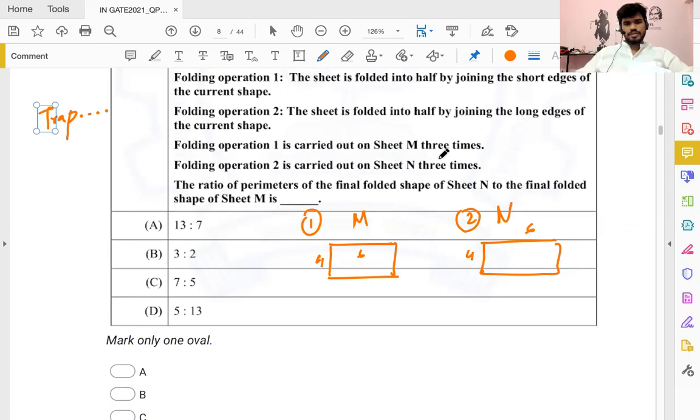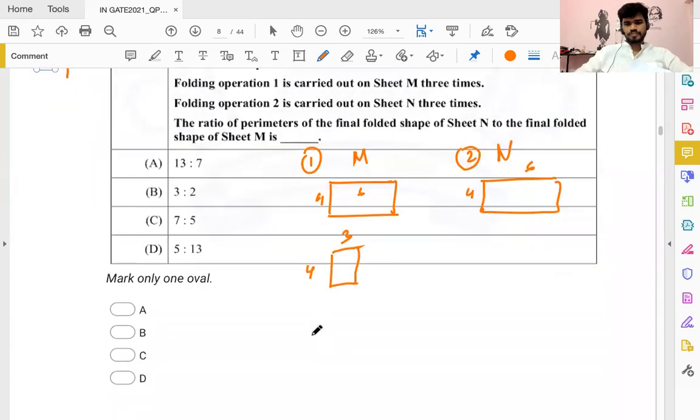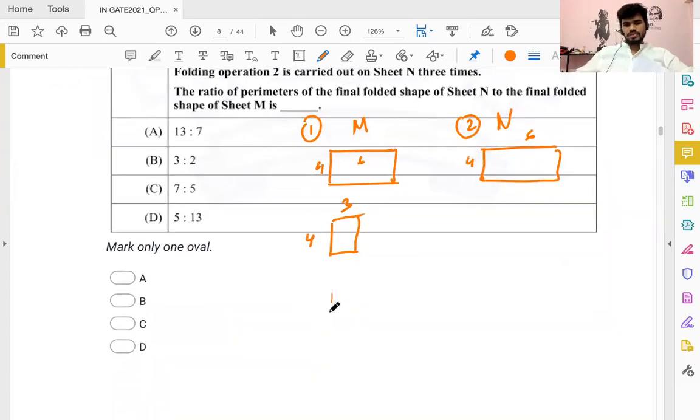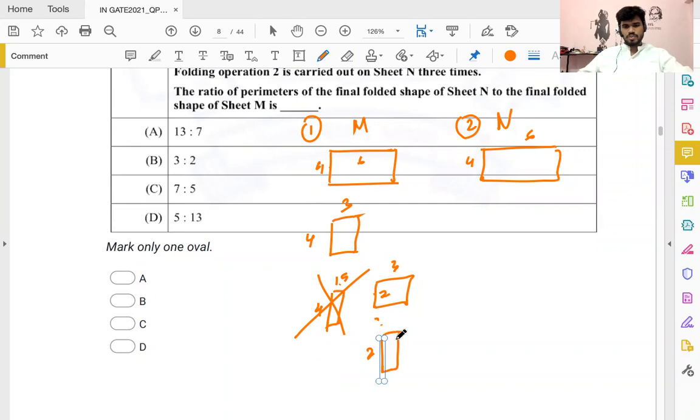Folding operation 1 is applied three times, joining short edges. So this becomes 3 and 4. The trap here is students tend to do this 4 and 1.5. But it's joining short edges, so obviously this is not correct. What you are supposed to do is it becomes 3 and 2. Then if you join short edges, I suppose this is a short edge, this is a short edge, so it becomes 3 and 2. This is exactly the trap that we will fall for. We have a tendency to do the same operation. So this becomes 2 and 1.5.